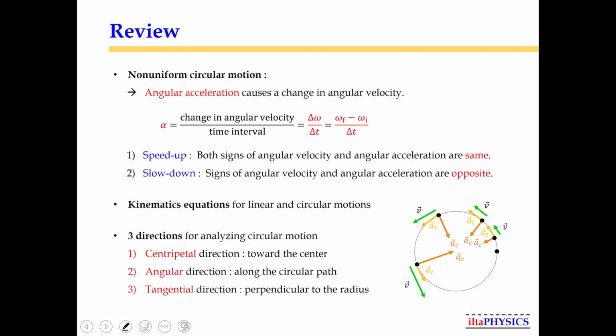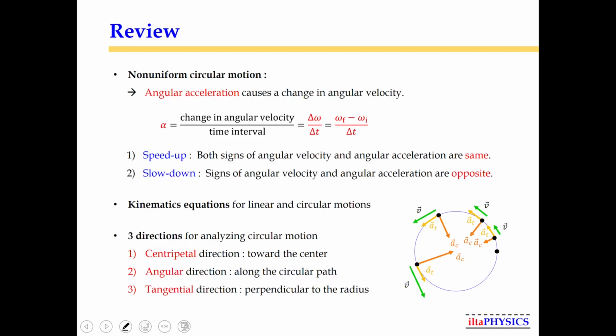If the angular velocity and angular acceleration have the same direction, meaning they have the same sign, the rotation speeds up. Conversely, if their signs are different, in other words, if they point in opposite directions, the rotation slows down. This is exactly the same as the relationship between velocity and acceleration in linear motion.